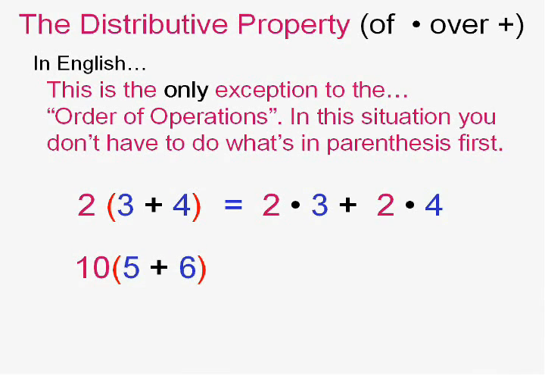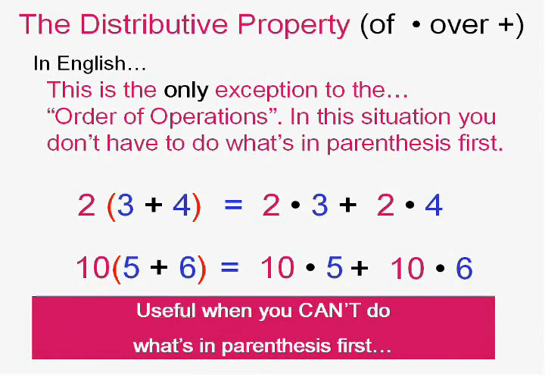In this one, instead of adding the 5 and the 6, we could distribute the 10 to the 5 and add that to distributing the 10 to the 6. Now you've got to say to yourself, why would I do this? Why would I ever do this? Well, there is going to be a time when you can't do what's in parentheses first.